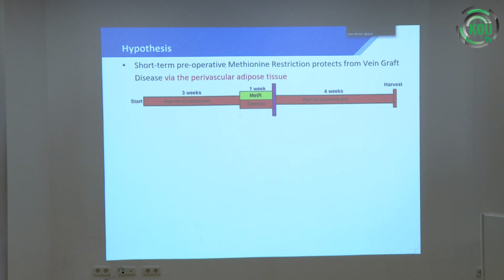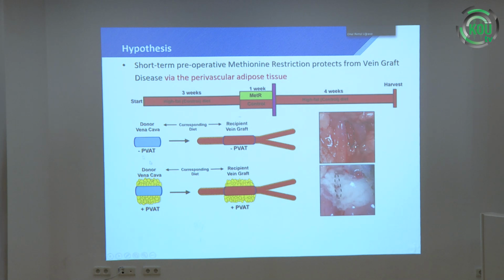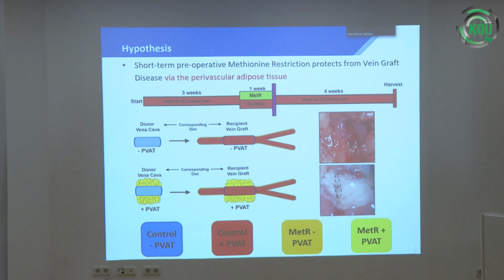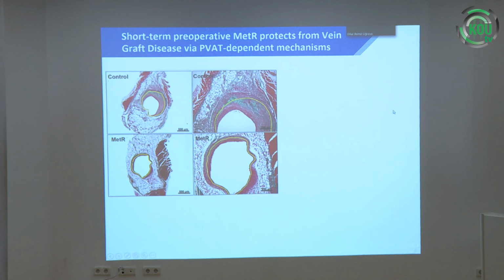And we then went back into the lab and did the surgeries, but now we did something else. We either stripped the caval vein completely of its PVAT, or we left it intact, and both the donors as well as the recipients were placed on the same diet, thus creating 4 groups, not only the methionine and control, but also control with and without PVAT, and also methionine restriction with and without PVAT. And then when we look at 28 days, we get quite interesting results that Margrethe already briefly showed.